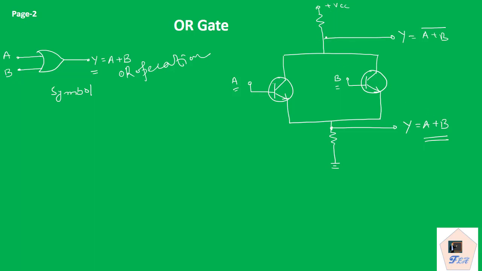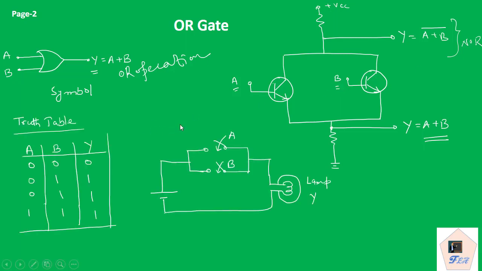However, if we take the same output from the collector side, then we will be getting A or B bar. So this is basically OR and NOT operation. So this is actually NOR operation.